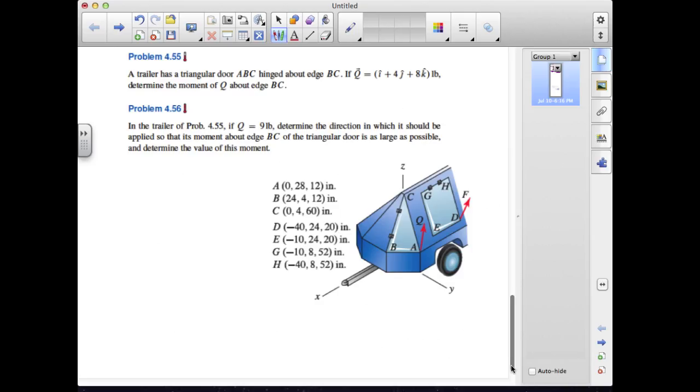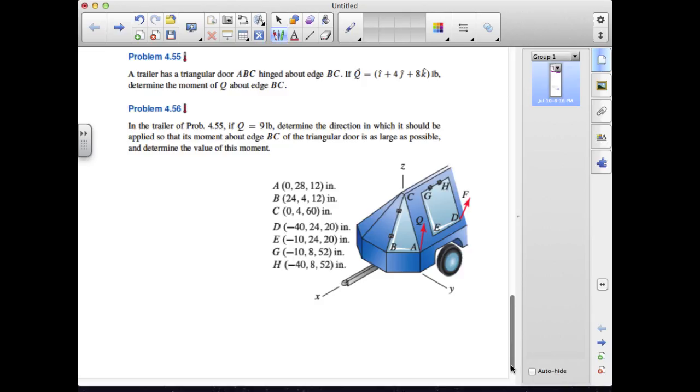For our second try-me problem, we're going to look at a pair of companion problems that go with this cart that has a couple of different doors, one rectangular and one triangular door. And we have the coordinates of various key points on those two doors, including points that define hinges. And so we're going to look at both 455 and 456.